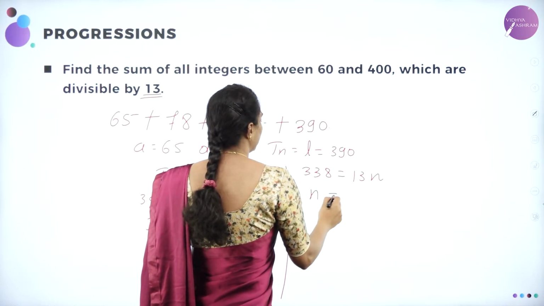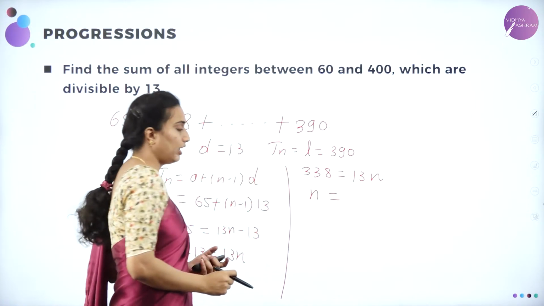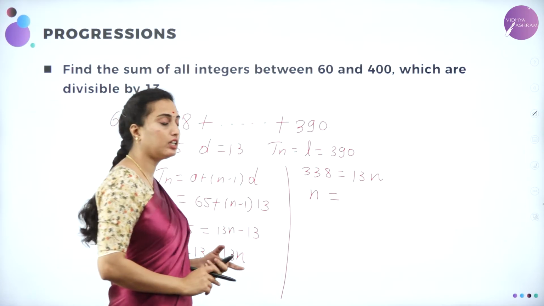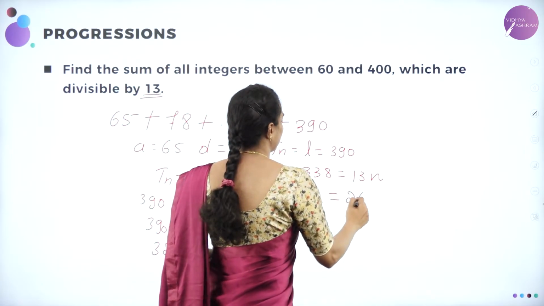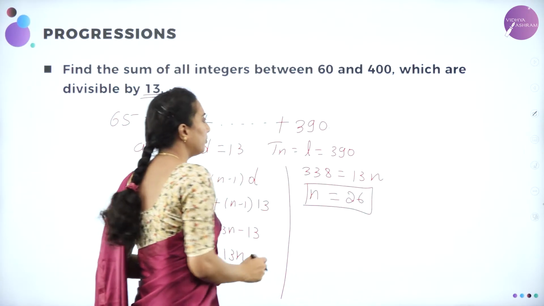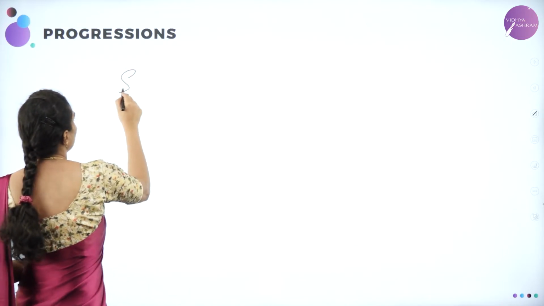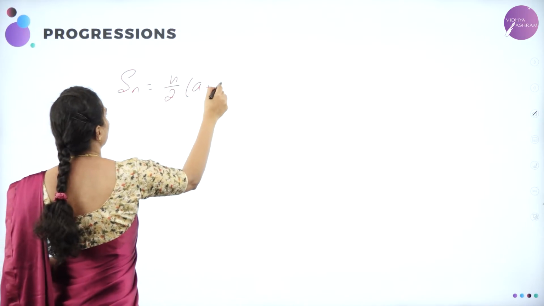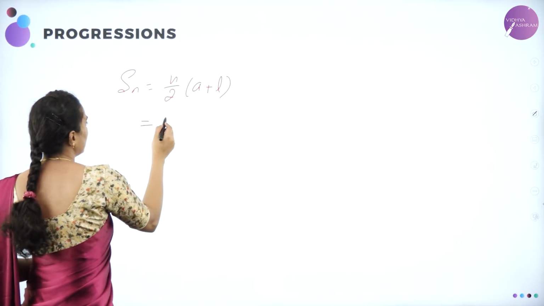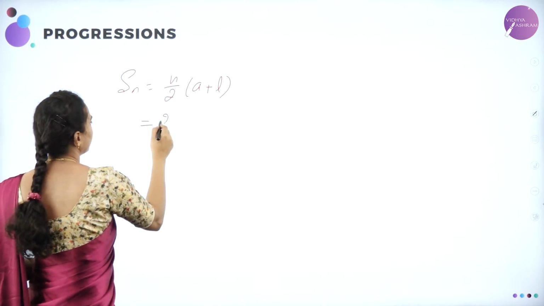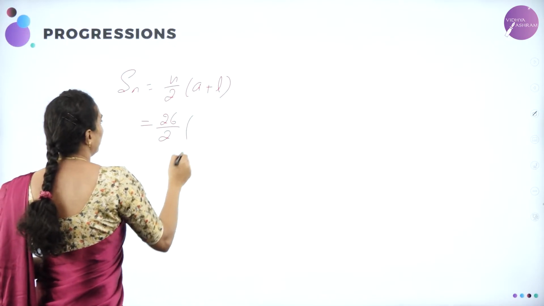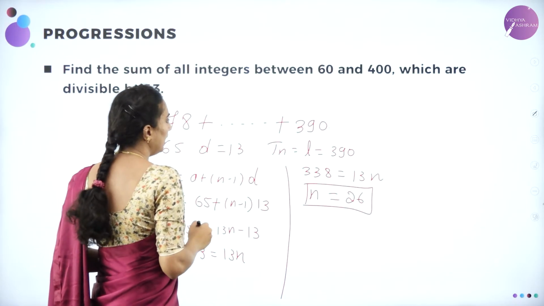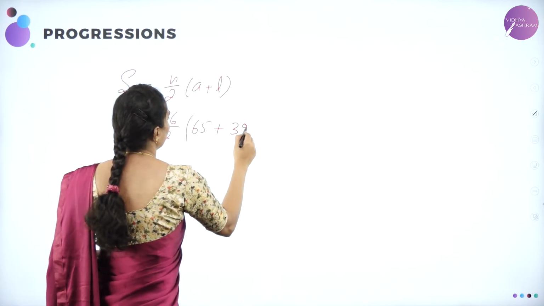Otherwise, n is equal to 338 divided by 13, which gives you the answer 26. So n is equal to 26. You can find out Sn. Sn is given by the formula n by 2 into (A plus L). We know n is 26, divided by 2. A is 65 plus L is 390.